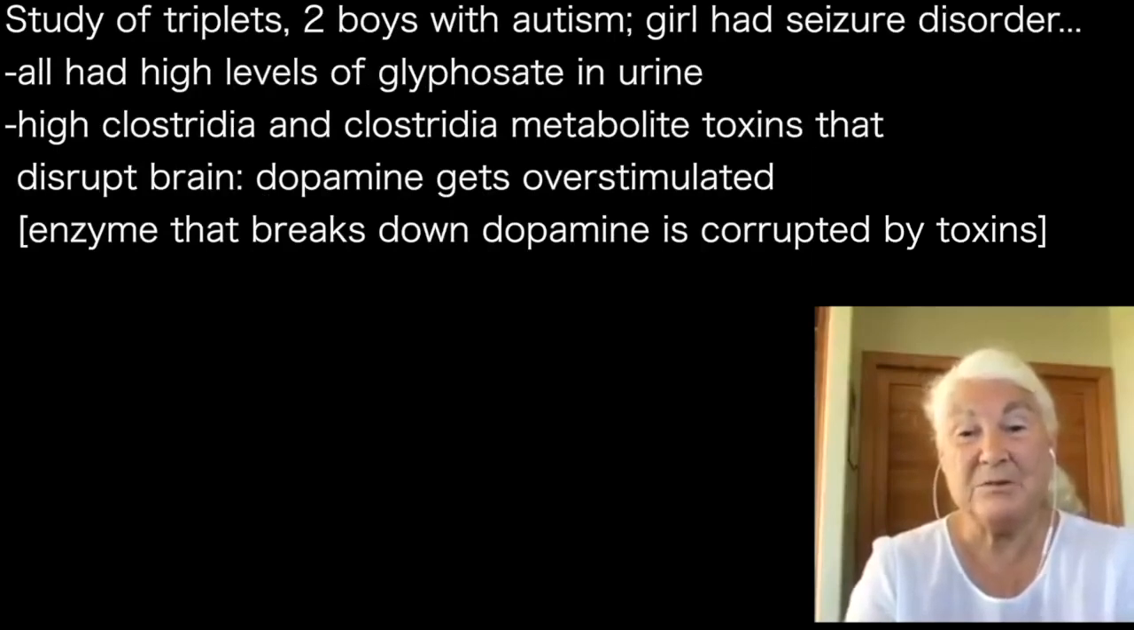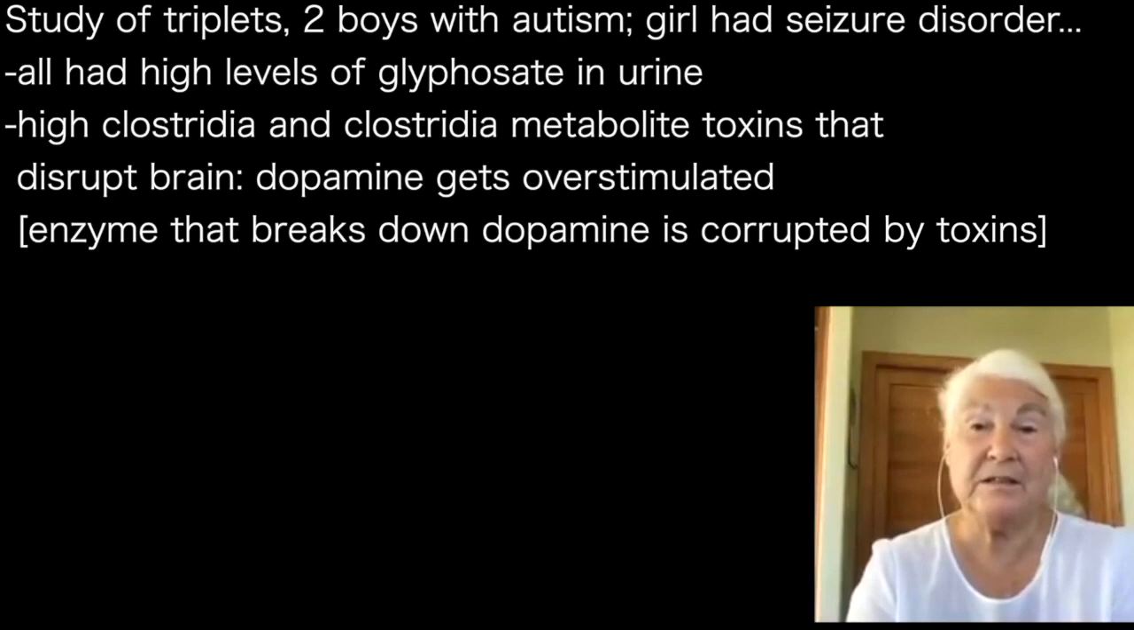There was an amazing paper that involved a set of triplets, and there were 2 boys and a girl. Both boys were diagnosed with autism. The girl had a seizure disorder. All of them tested high levels of glyphosate in their urine. And the doctor who wrote the paper, it was a case study, observed that they had high Clostridia growth and they had Clostridia metabolites that have been shown to be linked to autism in mouse studies.